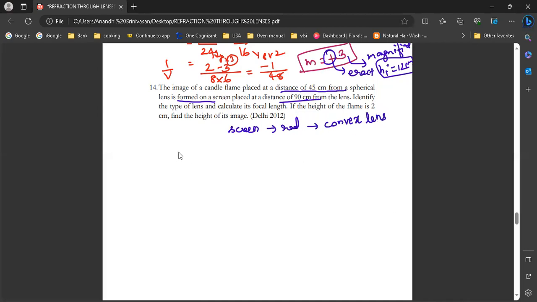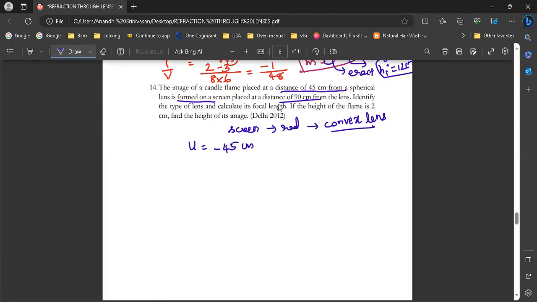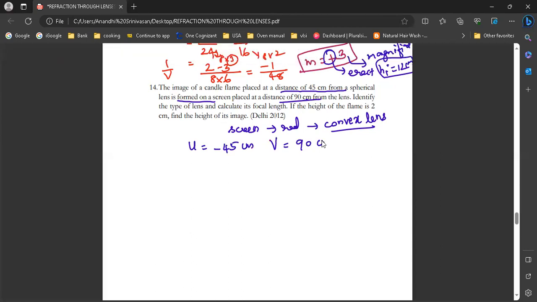Now we have to write the details: whether the focal length is positive or negative, whether the image distance is positive or negative. The object distance is 45 cm from the spherical lens. The object is always on the left side, so u is minus 45. The image distance is 90 cm. The image is on the right side, so v will be plus 90 cm.